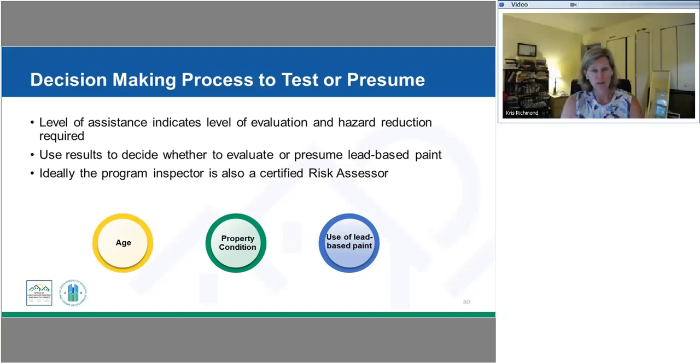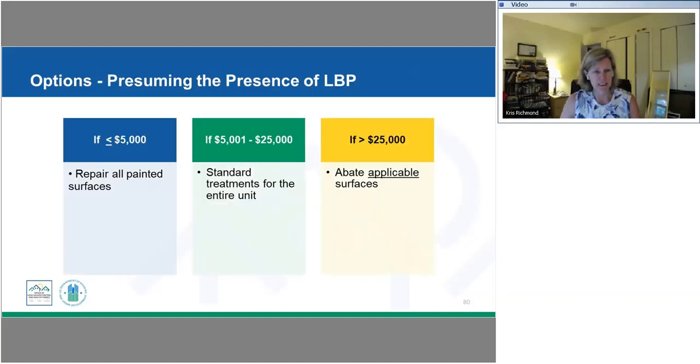But you want to really take a look at this. When the rule first came out, it was really hard to find lead inspectors and risk assessors. That's not really the case anymore. So more communities typically do the testing or they do the lead inspection and the risk assessment rather than presumption, but presumption is still an option for you if you decide to take that.